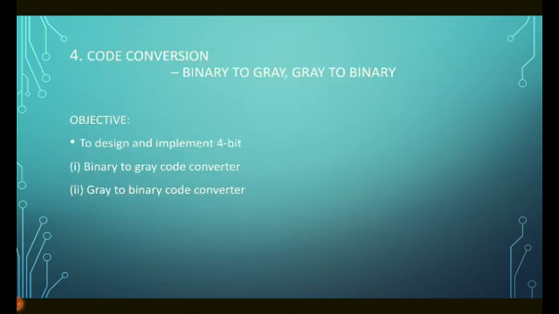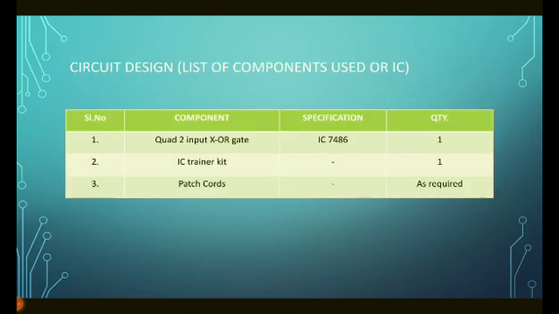And the fourth one is code conversion. Here we have totally 2 code conversions: binary to gray converter and gray to binary converter. Objective: to design and implement 4-bit converters. First one is binary to gray code converter. Second one is gray to binary code converter.